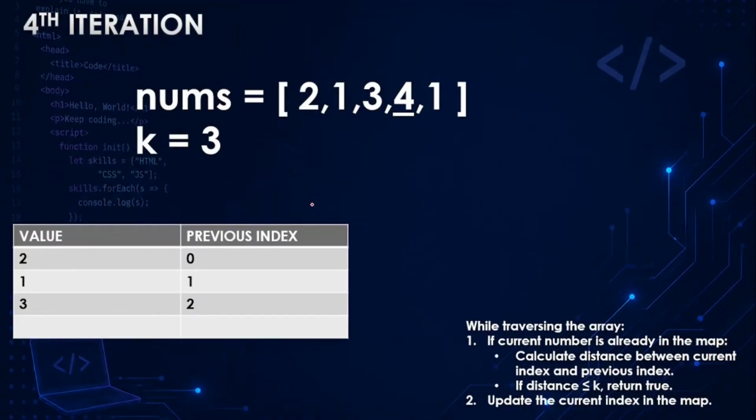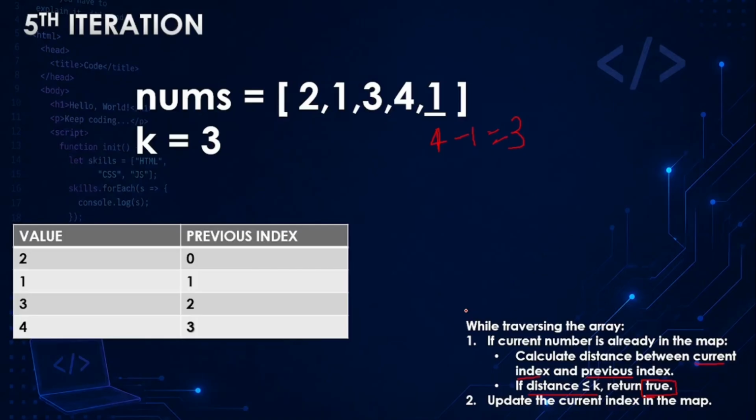Now, on the fourth iteration, we'll come to 4. Again, 4 is not there in the hash map. We'll add 4 along with its index. Now, in the next iteration, we'll reach 1. And now, we'll check this condition: if the current number is in the map. Yes, it is there. 1 is in the map. So now my current index is 4 and my previous index is 1. I'll find the absolute distance between the current index and the previous index. Therefore, 4 minus 1 gives us 3, which is less than or equal to our k. So this condition is also satisfied. So we have reached our answer and my function would return true.